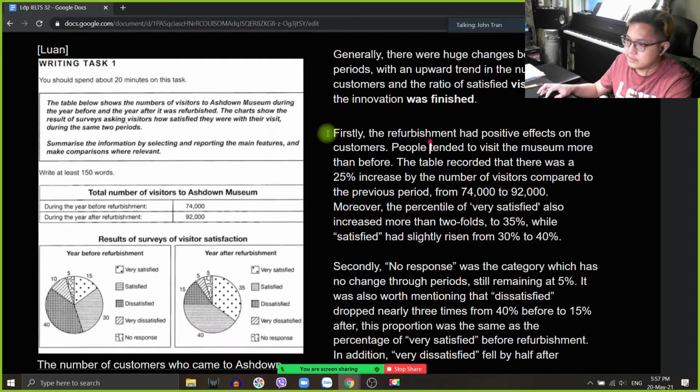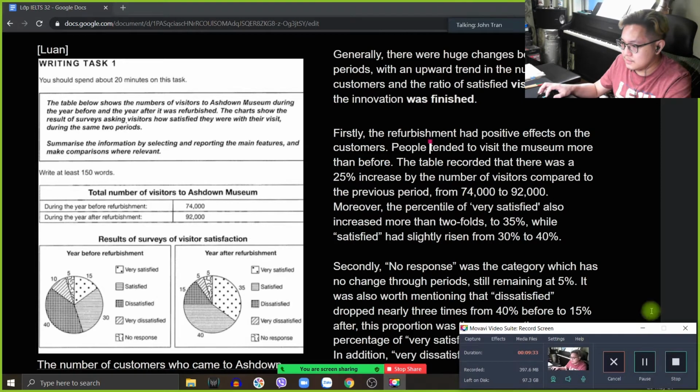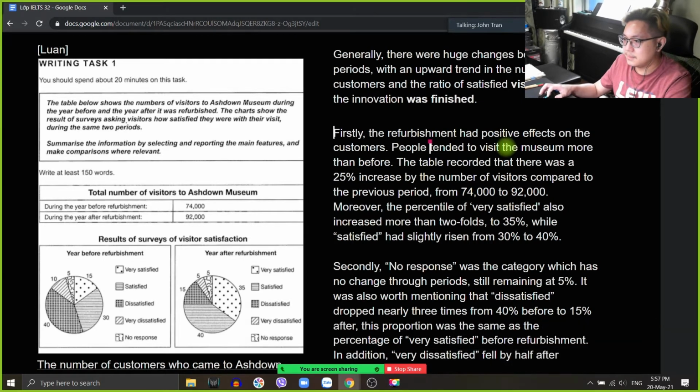Okay, very good. Firstly, the refurbishment had positive effects on the customers.